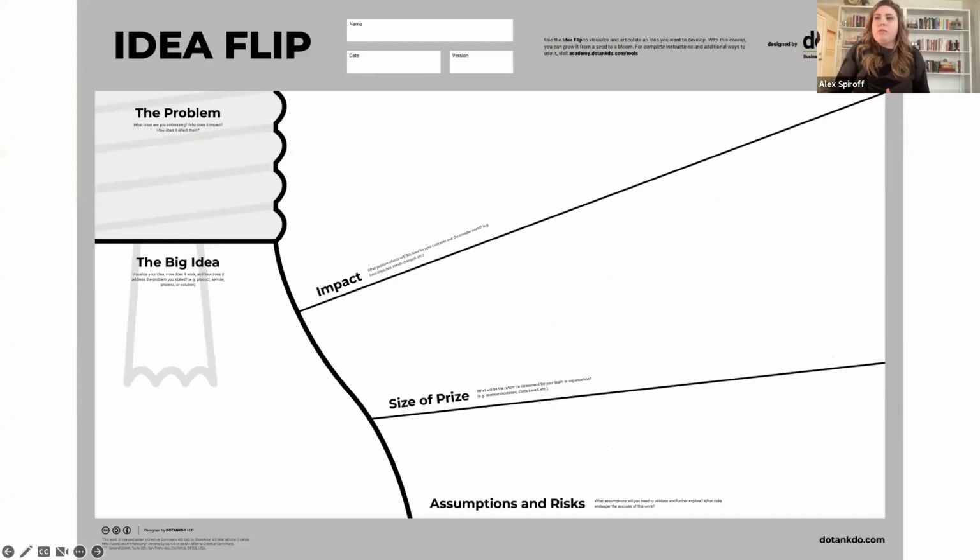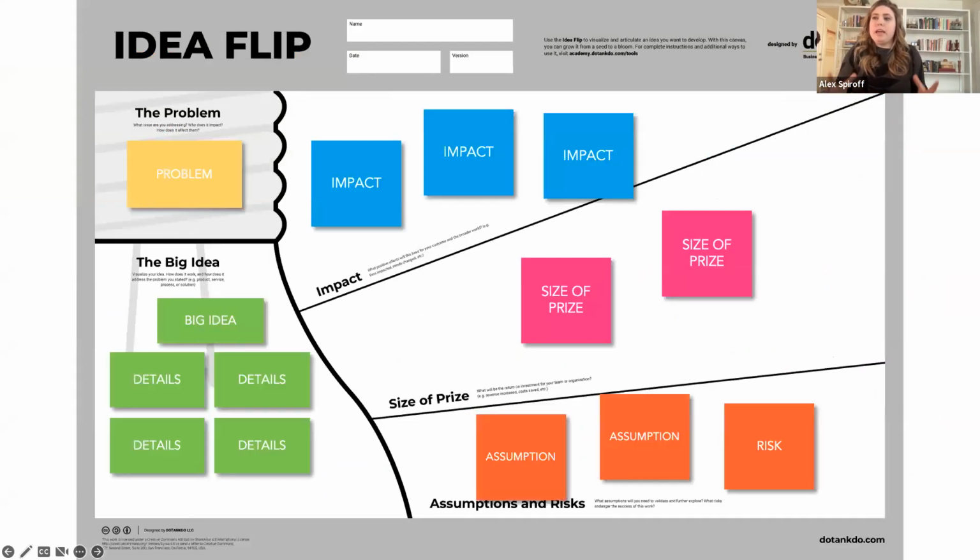So going through this one, we have the problem, the big idea. So what is that problem that you're going to be solving? What is that big idea you have to solve it? What's any detail that you can add behind that? What is the impact that that idea might possibly have? What is that size of prize, the ROI, the CFO section, right? And then what are some of those assumptions and risks that are still outstanding?